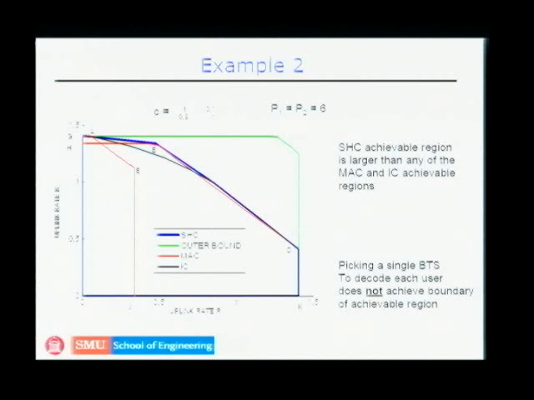As I said, if you want to operate at this point for whatever reason, meaning you want to give more weightage to R2 than R1, he's paid more, then you cannot pick a single base station to decode. That's basically the point. So all points in the region are not achieved by picking a single user on the boundary. That's basically the punchline.